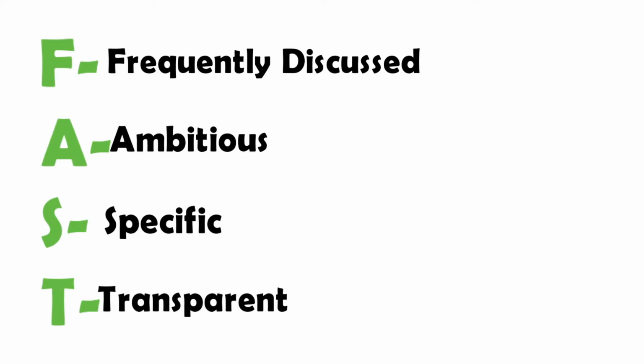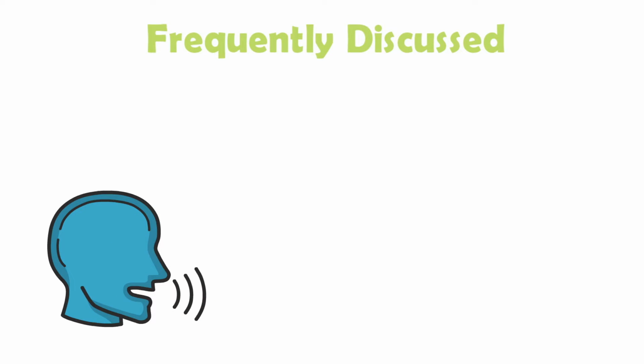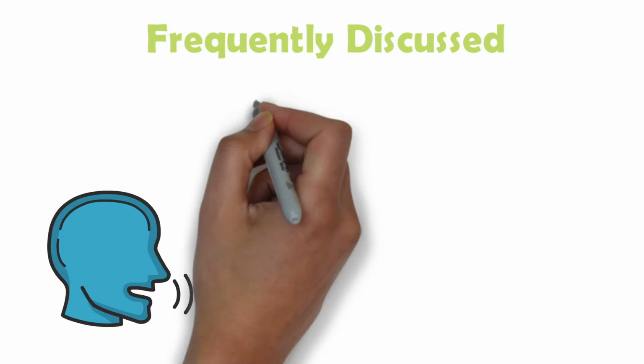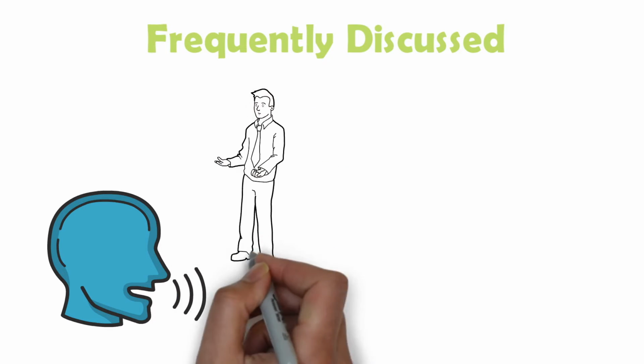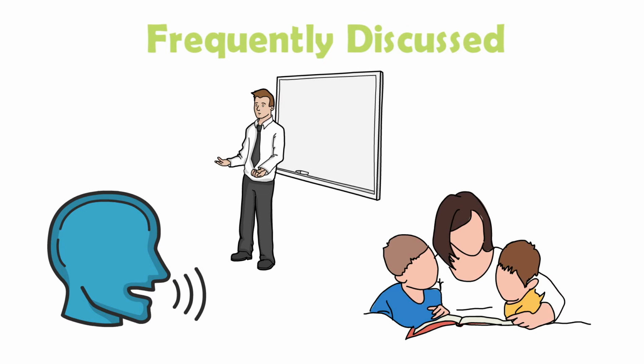Let's start with F, frequently discussed. Frequently discussed goals are goals that we discuss and talk about with people involved in accomplishing them. So in the above example where your goal was to go from a B to an A, we would want to talk about these goals with our teacher, counselor, family members, and maybe even other students you think could help you meet that goal. Discussing our goals with others helps us to get on the same page with people who are involved in helping us to achieve them. For example, talking to this teacher about your goal would make it easier for them to help you and tell you what you need to do in class to make that goal happen.